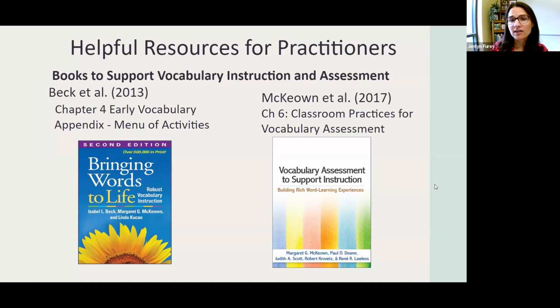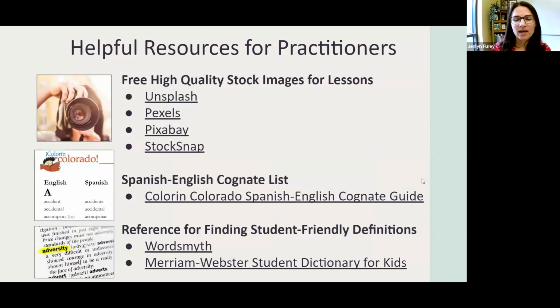And McKeown and colleagues also have a great book focused on vocabulary assessment. And chapter 6 of that book has a lot of great information about practices in the classroom. A few other resources before we wrap up. These are available in the handouts, but something that can be helpful when planning your lessons is to find good quality stock images. These are some examples of free stock image sites. The Colorín Colorado site has a lot of great information about supporting emergent bilingual students, and they also have a Spanish-English cognate list, which is really helpful.